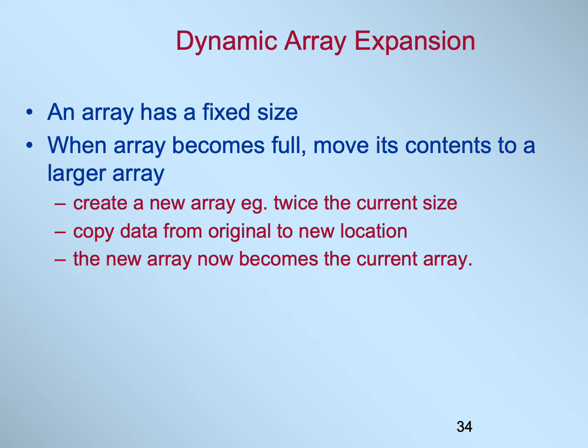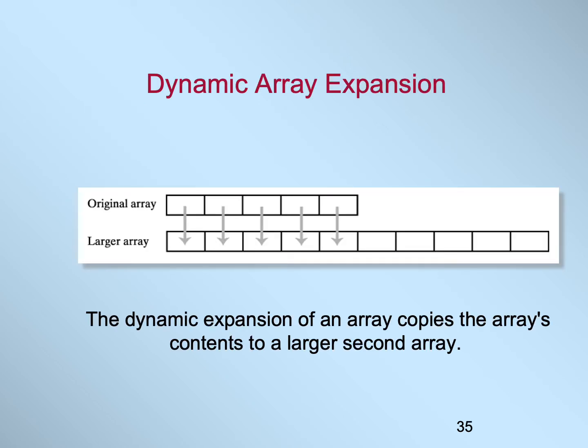So it will create a new array that is twice the current size, and copy all the data from the original to the new location. The new array now becomes the current array. This figure shows that the dynamic expansion of an array copies the array's content to a larger second array. This is why it is a costly operation when the capacity of the array is exceeded.